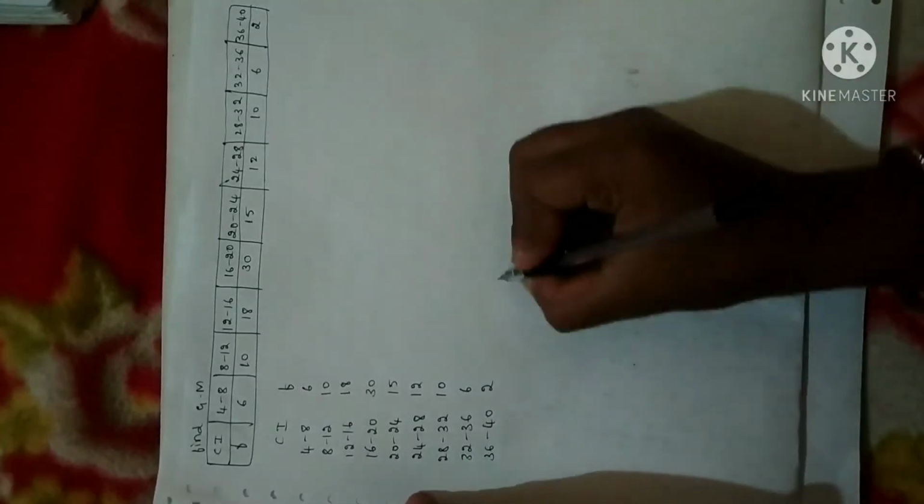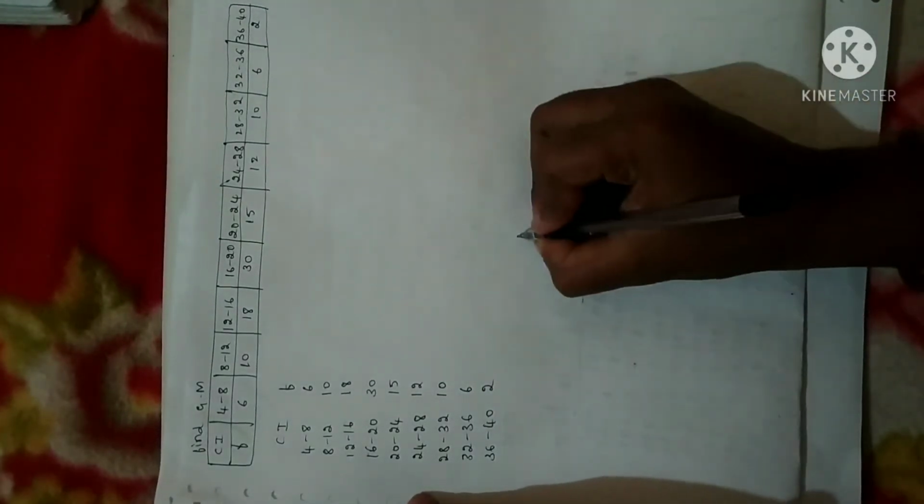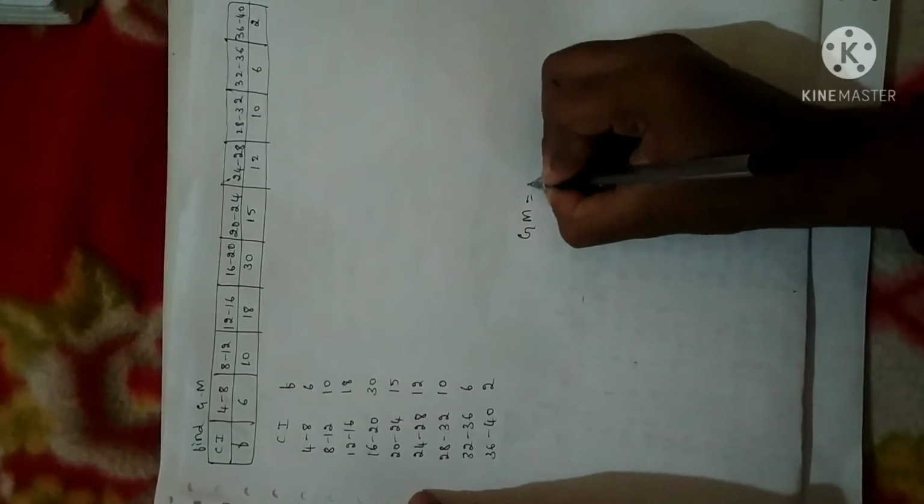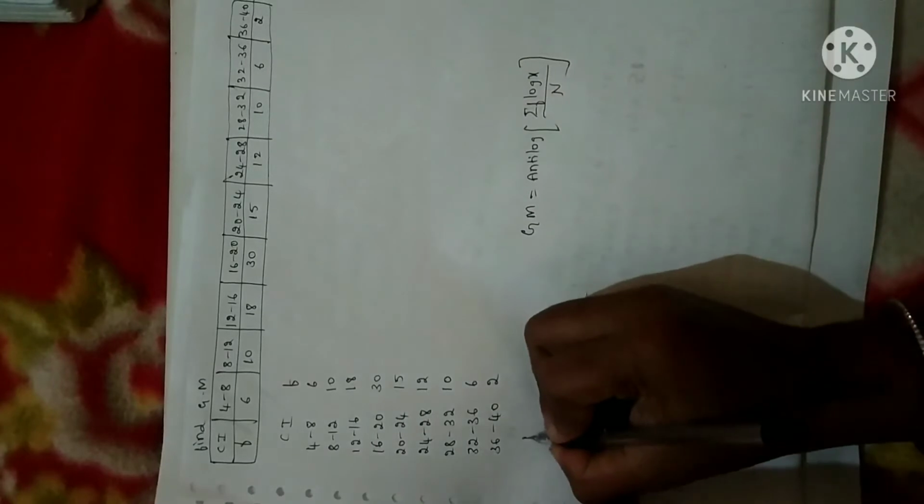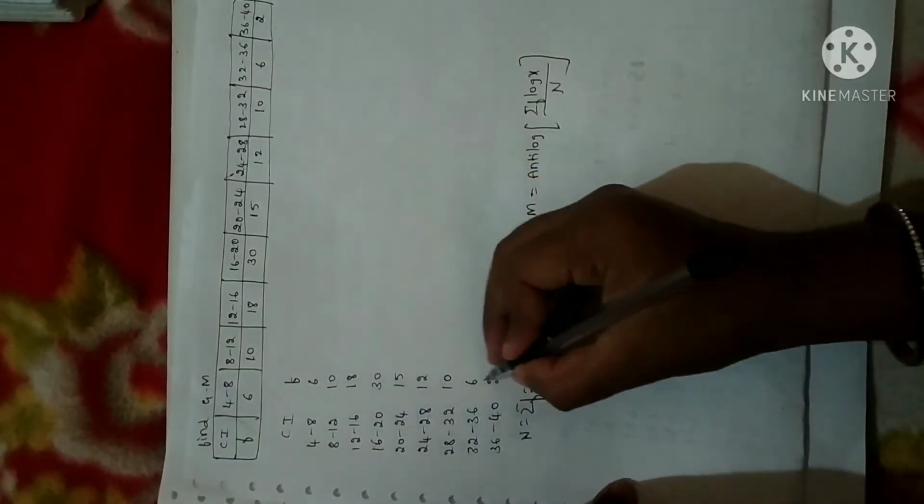Clear? Now first you have to write the formula. We have to find the geometric mean. So the geometric mean formula for grouped data is anti-log of sigma f into log x divided by capital N, where capital N, as I have already told you, is none other than summation of f. In the sense you have to add all these values.